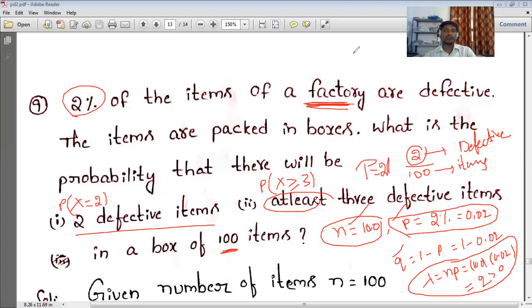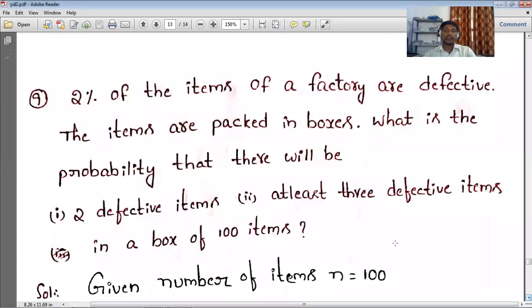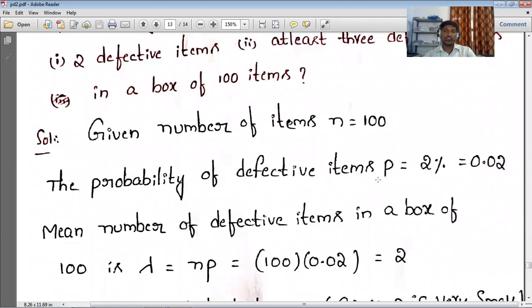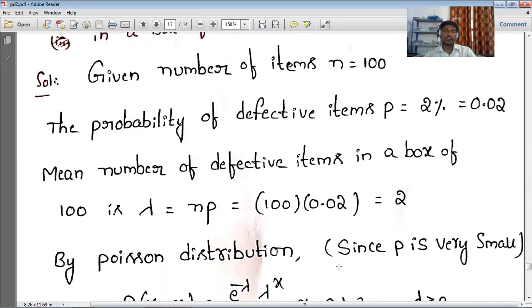Here it is. First, given the number of items, n, we wrote, and next the probability of defective items, p, is equal to 0.02, and the mean. Why? Because for applying Poisson we require lambda, so that's why we calculated lambda here. np, 100 into 0.02, is equal to 2. Why Poisson distribution? Since p is very small.